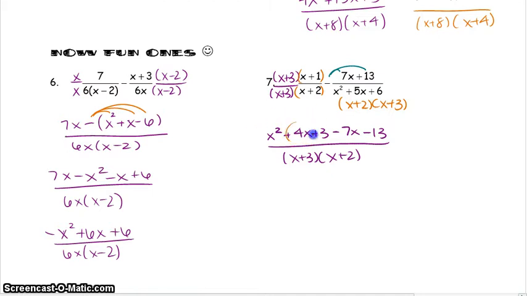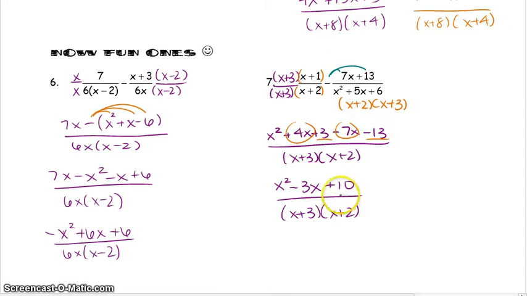We only have 1x squared. We have a 4x and a 7x. And then we have a 3 and a negative 13. So that gives us x squared and a negative 3x and a positive 10 all over x plus 3 times x plus 2. Okay, so then from this step we have to see, well, can we simplify the top?